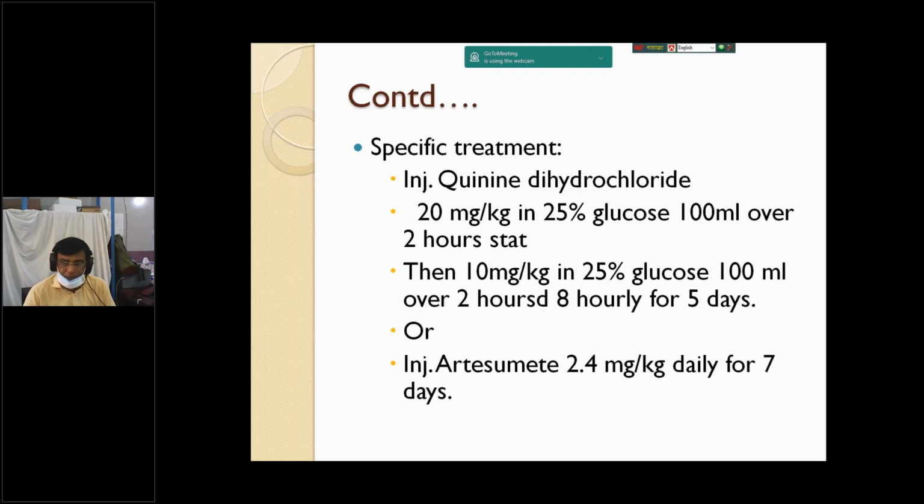Specific treatment: injection quinine dihydrochloride, 20 mg per kg body weight in 25% glucose, 100 ml over 2 hours stat. Then 10 mg per kg in 25% glucose, 100 ml over 2 hours, 8 hourly for 5 days. Or injection artesunate 2.4 mg per kg body weight daily for 7 days.